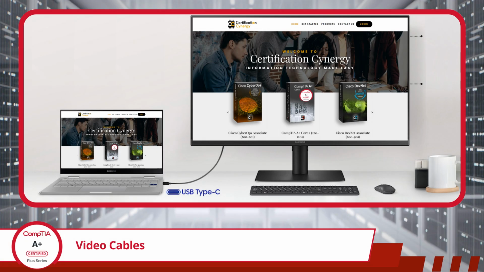Finally, we arrive at USB Type-C, commonly referred to as USB-C. It is important to understand that USB-C is a connector type, not a video standard by itself. However, it has become extremely important in modern video connectivity. USB-C is a small, reversible connector capable of carrying power, data, and video over a single cable. USB-C supports video through what is called DisplayPort alternate mode. This allows a USB-C port to transmit DisplayPort video signals directly to a monitor.